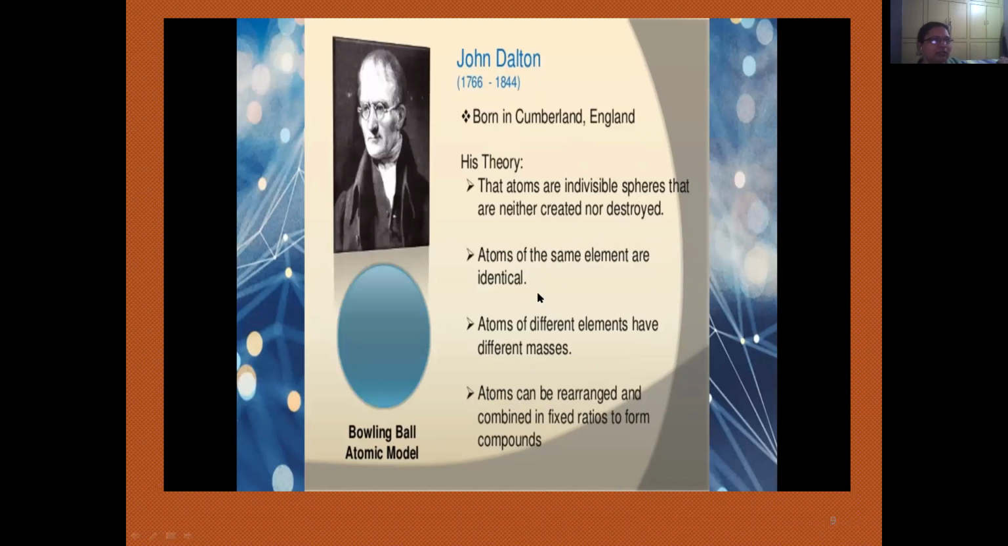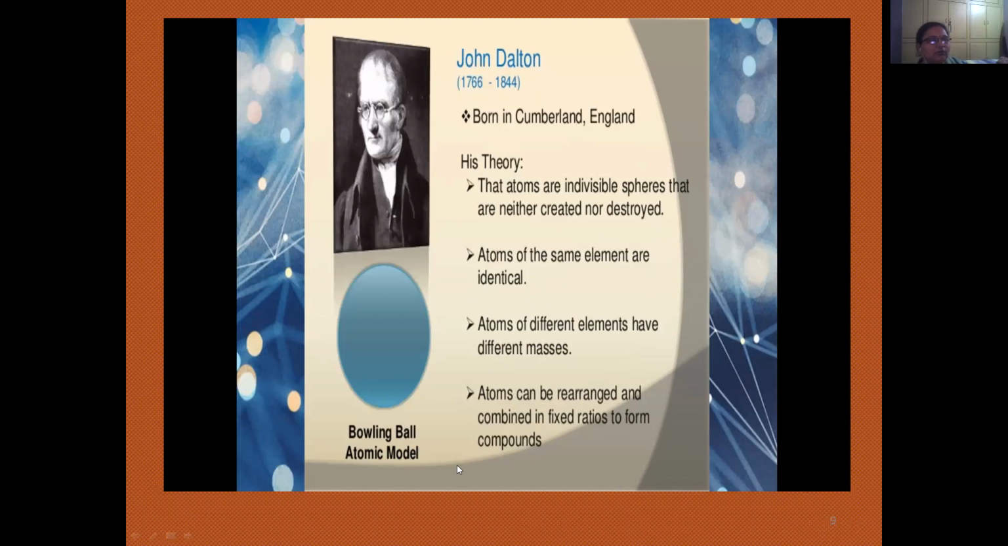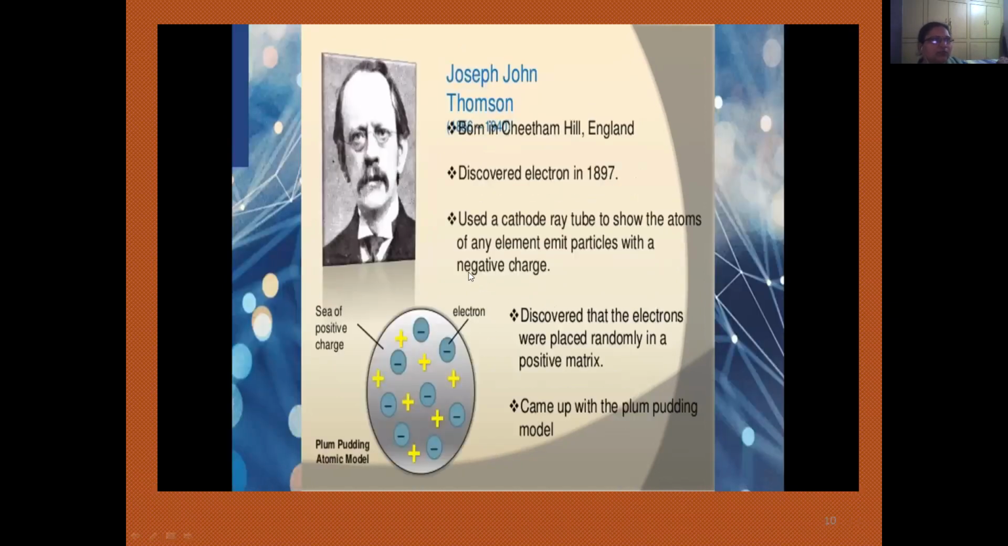The second scientist was John Dalton. He proposed that atoms of the same element are identical and atoms are invisible spheres that can neither be created nor destroyed. He gave us the billiard ball atomic model. Then Joseph John Thomson discovered the electron in 1897 using a cathode ray tube. The atoms of any element emit particles with a negative charge. He came up with the plum pudding atomic model, which has a sea of positive charge with electrons in it.